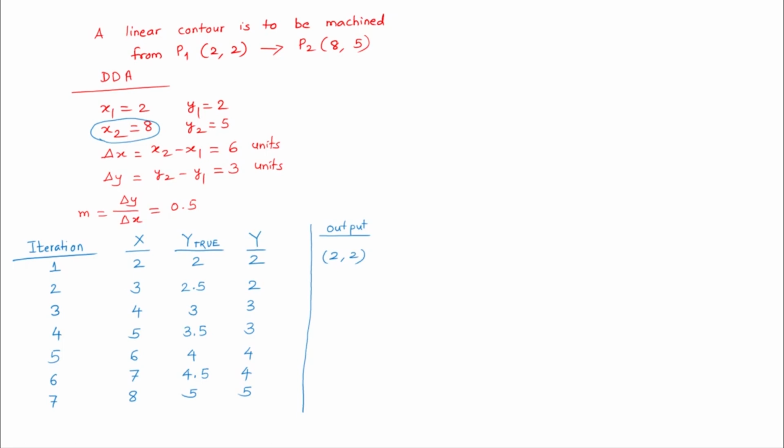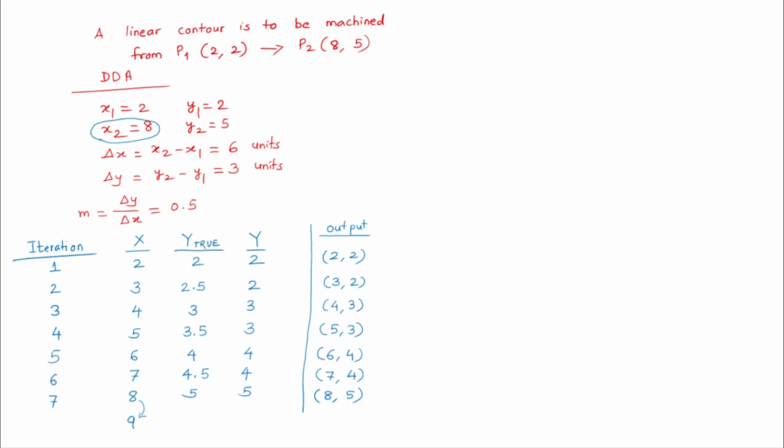So this would be our last point. So here the points are (2, 2), (3, 2), (4, 3), (5, 3), (6, 4), (7, 4), and the (8, 5). So for the next iteration, the 8 would be enhanced to 9. As 9 is greater than x2, the algorithm will allow us to move out of the loop, and the algorithm will stop computing its properties.